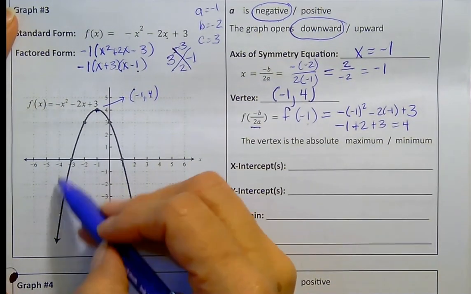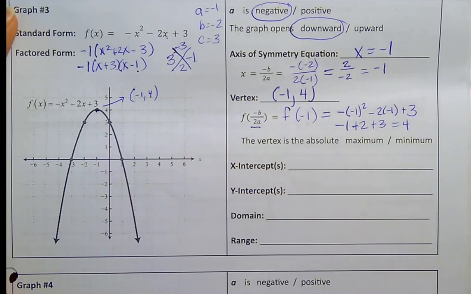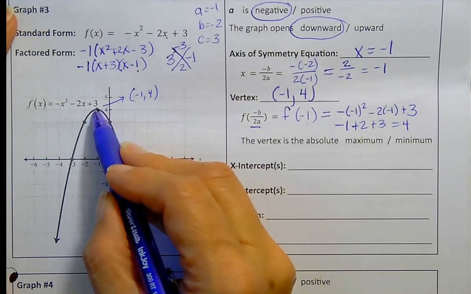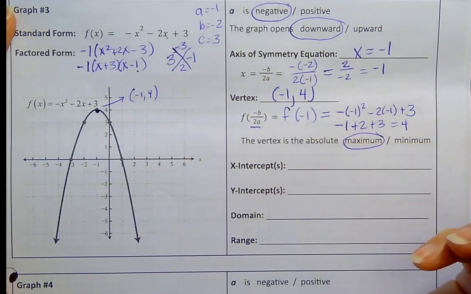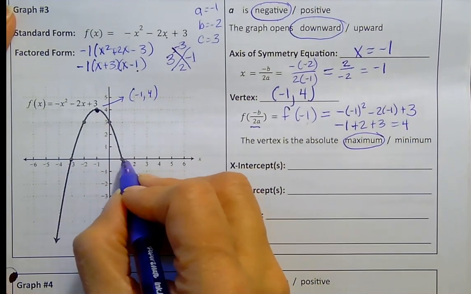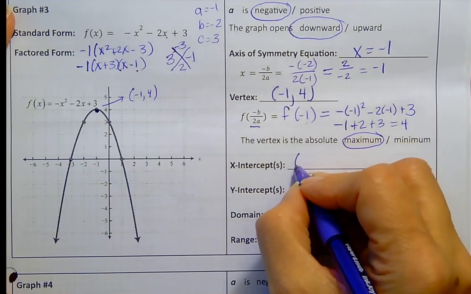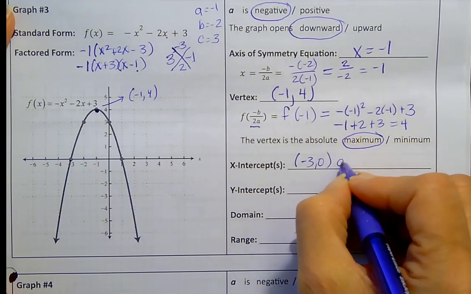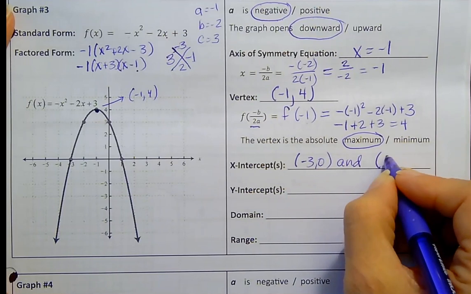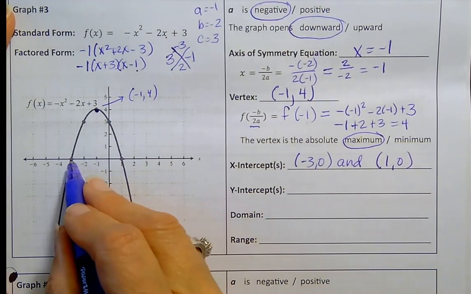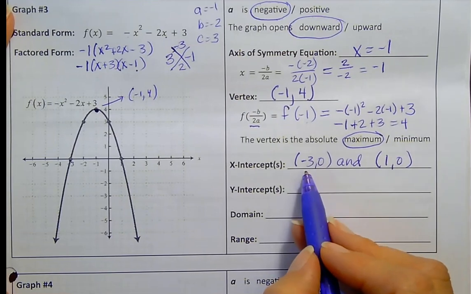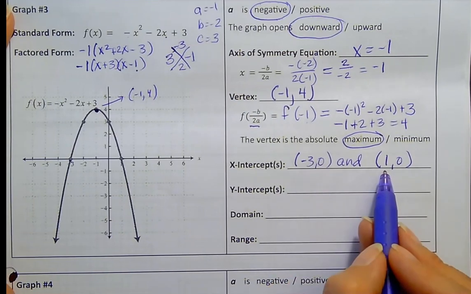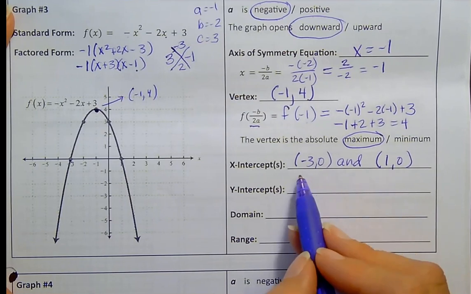All right, in this case, my parabola is opening downward, so my vertex is the highest point of the whole function, right? So that's an absolute maximum. My x-intercepts happen here and here. I can see that one is going to be at (-3, 0), and the other is going to be at (1, 0). Those are my x-intercepts. That means that my solutions are -3 and 1. My roots are -3 and 1.